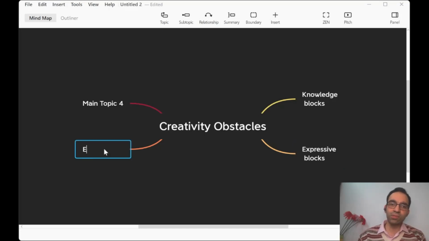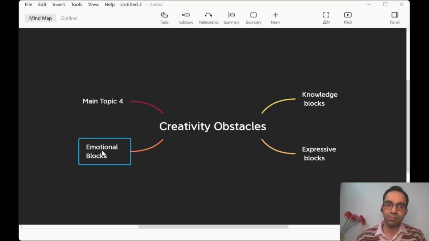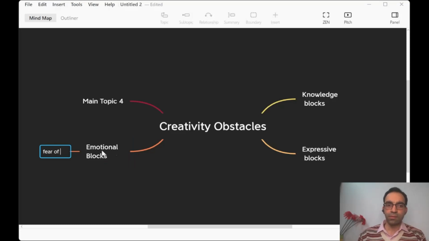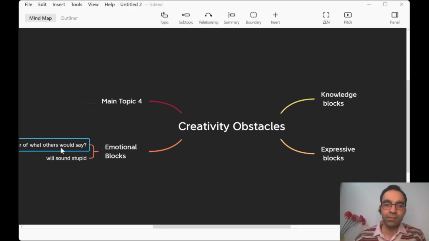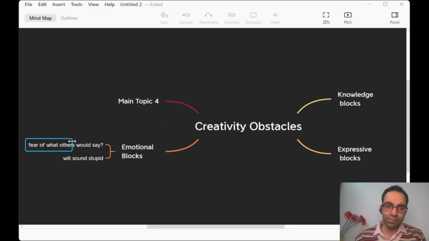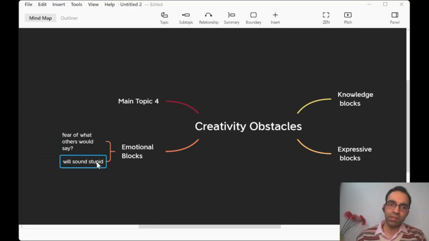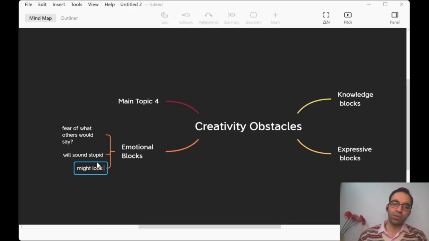Oh, if I say this use, then others will laugh at me. Emotional blocks. I will feel bad about it. Has it happened? Yes, sir. As you said, with white powder, I thought of using it on carrom boards, but then I thought that it's kind of stupid. Yeah, fear of what others would say, that it will sound stupid, or maybe childish. Okay, others will laugh at me. It might look childish. Okay, let's put it like that.